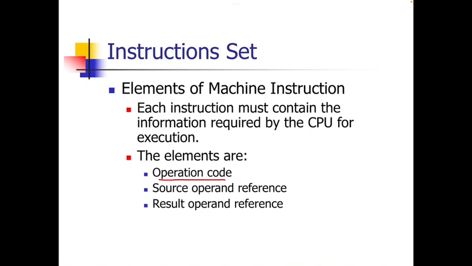I just want to list down what the elements are here. The first one is the operation code, or opcode. We call it opcode after this. The second one is the source operand reference. Third is the result operand reference. And number 4, we have the next instruction reference.